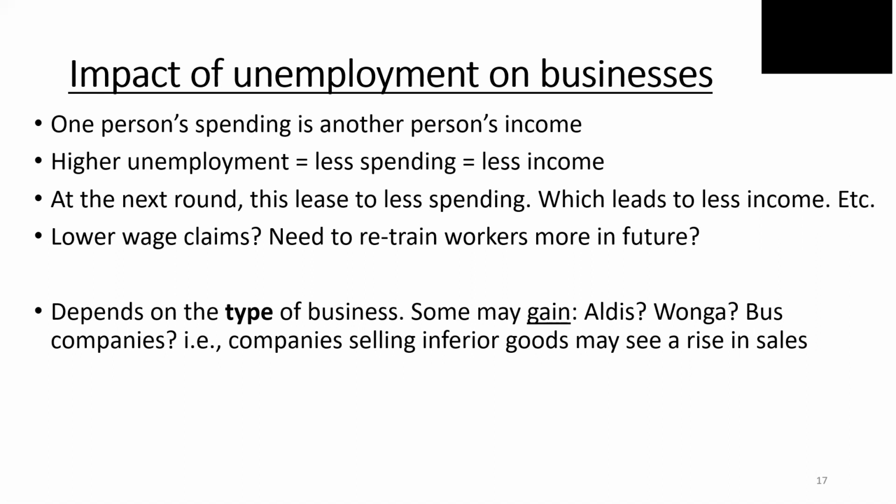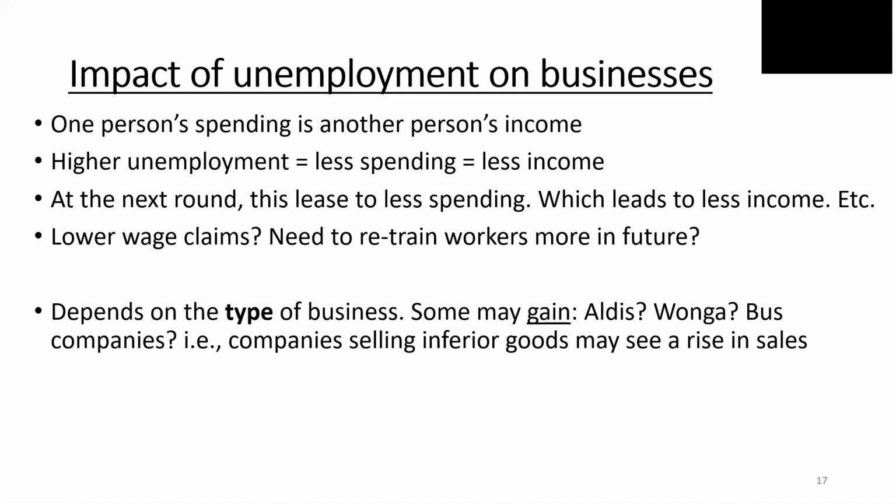At the same time, there could be some advantages. It might mean that wage claims go down. So it could be cheaper for businesses to hire skilled workers. Some businesses might also gain from it. So Aldi, for example, might be able to gain sales from Morrison's, just the same way McGill's bus company might be able to poach customers away from taxi companies.